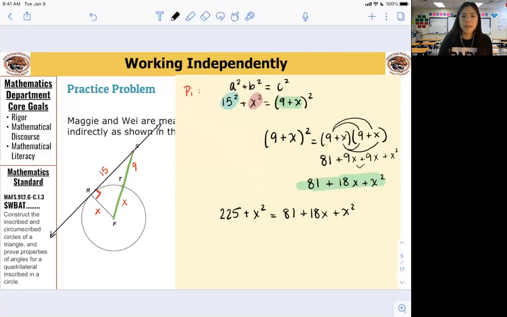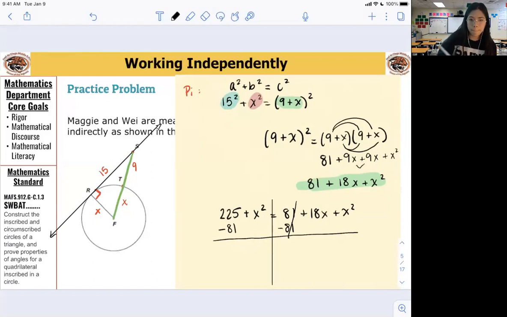Okay. Now we're just going to solve for x. It's just an equation. What can I do to both sides of this equation? We can do minus 81. Yeah, we can. Remember, when you're solving an equation, the order doesn't matter so much. What matters is that you do things correctly. So we're subtracting 81. And that's fine. What's 225 minus 81? Good.